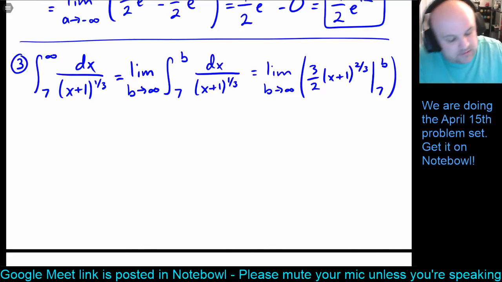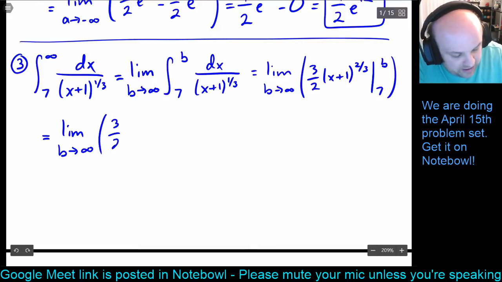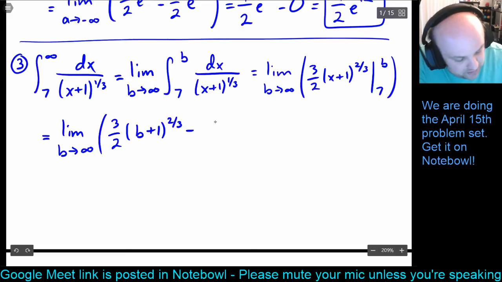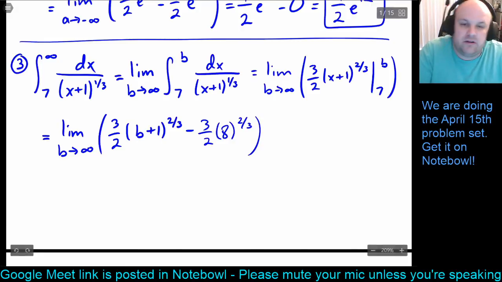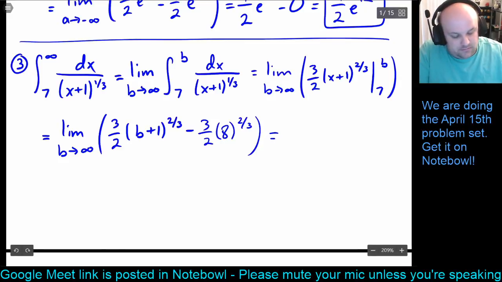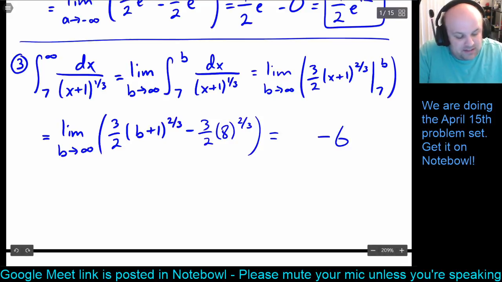Okay. So let's plug this stuff in and see what happens. So the limit as b goes to infinity of 3/2 times, sorry, not x anymore, b, (b plus 1)^(2/3), minus 3/2 times 8^(2/3). So what's going on here? Well, this part right here, 8 to the 2/3 power is 4, because it's the cube root of 8, which is 2, and then 2 squared is 4. So this is 3/2 times 4, so whatever it is, it's something minus 6.